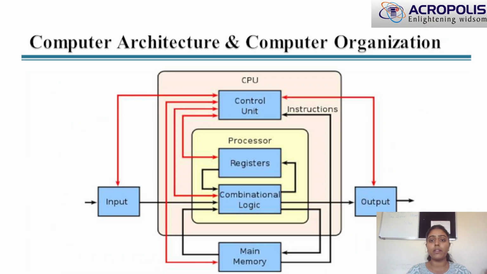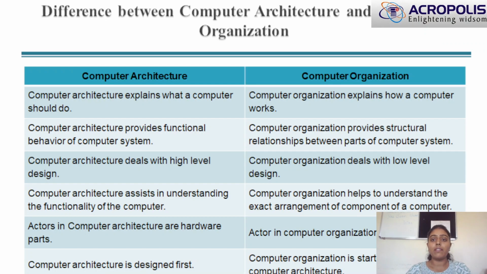Here, the diagram represents the basic architecture of a computer system. Here, we are using the CPU, where the control unit, instructions, processor, registers, combination of logic units, main memory, input and output are used. Now, the basic difference between computer architecture and computer organization is that computer architecture explains what a computer should do, what we can do with the help of a computer system, and computer organization explains how a computer works, means what is the process behind a computer's work.